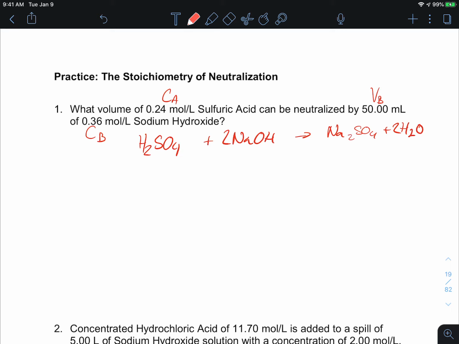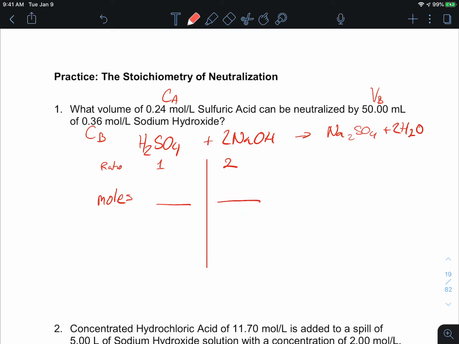So what I like to do is some sort of organization here, a little organizational chart, and compare the product and reactants and their ratios. So my ratio here is 1 to 2. And so that means that for every mole of the one, I need 2 of the other. So let's put moles here. However many moles of acid I have, I'll need twice as many moles on the other side.